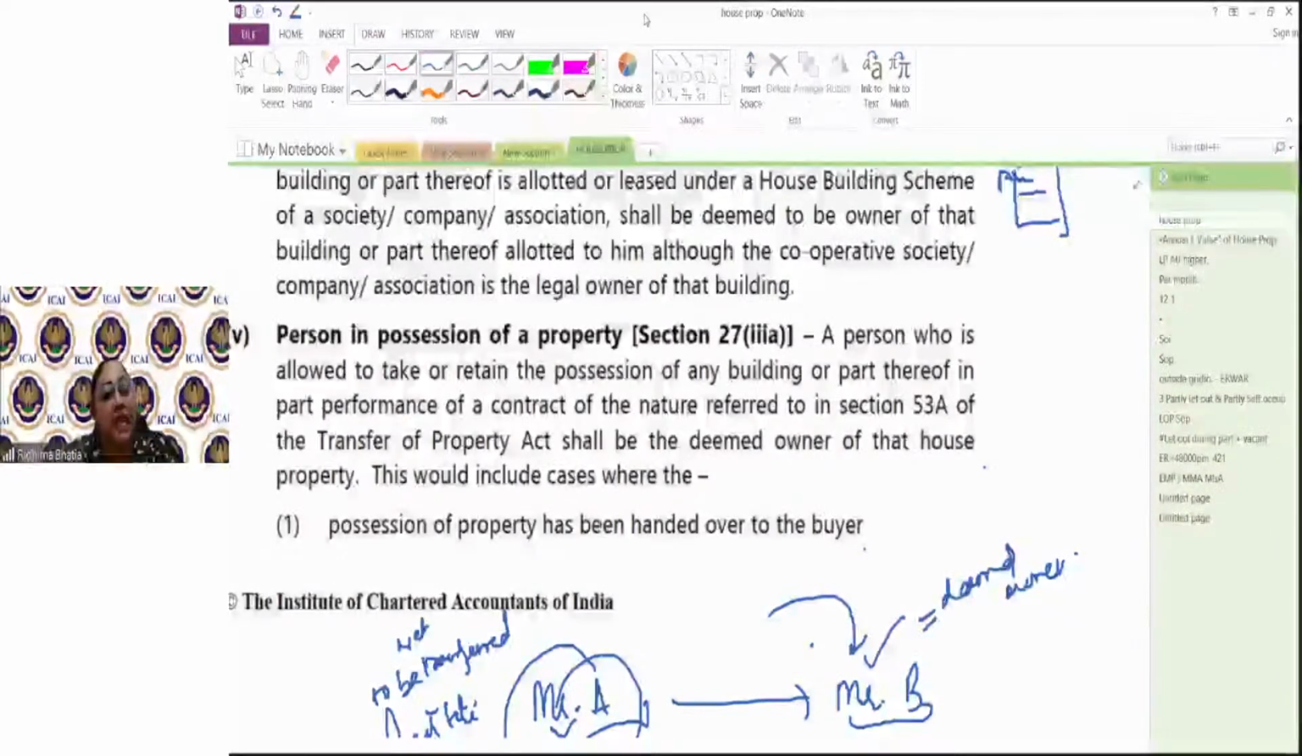When consideration is inadequate, Sudhanshu, then also it would be deemed ownership in the hands of the transferor. Very good question. Sudhanshu asked: suppose I gave property to one of my friends for free, will it be a concept of deemed ownership? No, friend. It would not be deemed ownership. It would be a concept of gift, which would be taxable in the hands of the recipient. That you will learn in other sources.